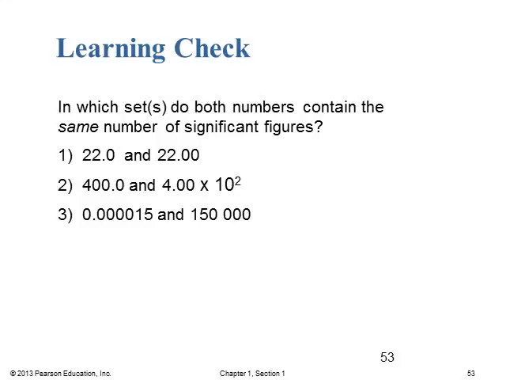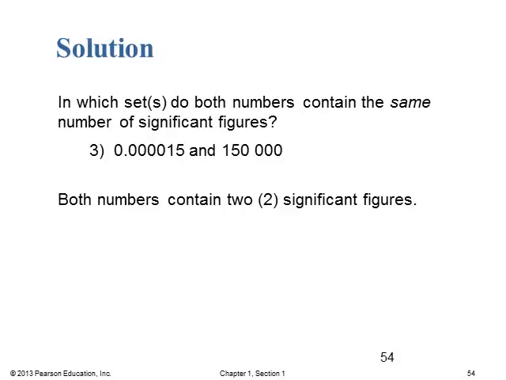In number 3, we have 0.000015, and so those leading zeros are insignificant. They are before any non-zero number after the decimal, so they're not significant. And then we have 150,000, but in 150,000 there is no decimal. So all of those placeholders are not going to be significant zeros. So we only have the 1 and the 5 in both cases being significant. And so choice 3 has the same number of significant figures, which is 2. All right, there it shows the same thing.